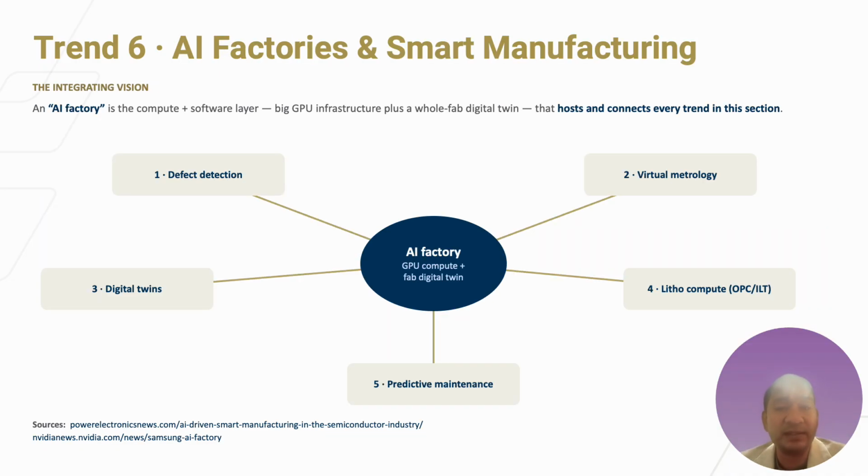Trend 6 pulls everything together into what people call an AI factory. This is the computing and software layer, a lot of GPU workhorse, plus a whole-fab digital twin that hosts and connects all the trends we have covered. Think of it as the shared platform that defect detection, virtual metrology, digital twin, lithography computation, and predictive maintenance all run on and feed back into.